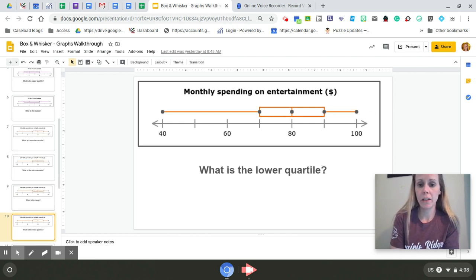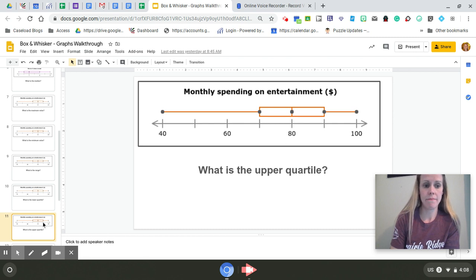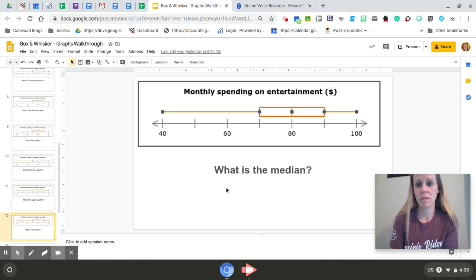My lower quartile, go ahead and take a guess as to what you think that might be. Lower quartile is going to be 70. And my upper quartile, take a guess. The end of the box is going to be 90. And then my median, take your guess, is going to be 80. Okay? So that's really all you need to know about box and whisker plots. It's really knowing that vocabulary.